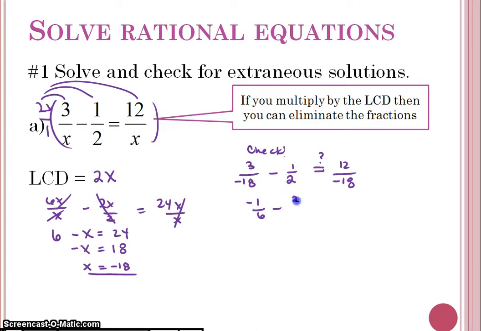1/2 in sixths is the same thing as 3/6, so I have a common denominator. I'm going to write that in sixths. I'm going to divide the top and the bottom by 3, so if I divide by 3, I get minus 4/6. I know it can be reduced further, but I want them all in terms of 6. Minus 1/6 minus 3/6 is minus 4/6. Is minus 4/6. So it does in fact check out. So our solution is minus 18.